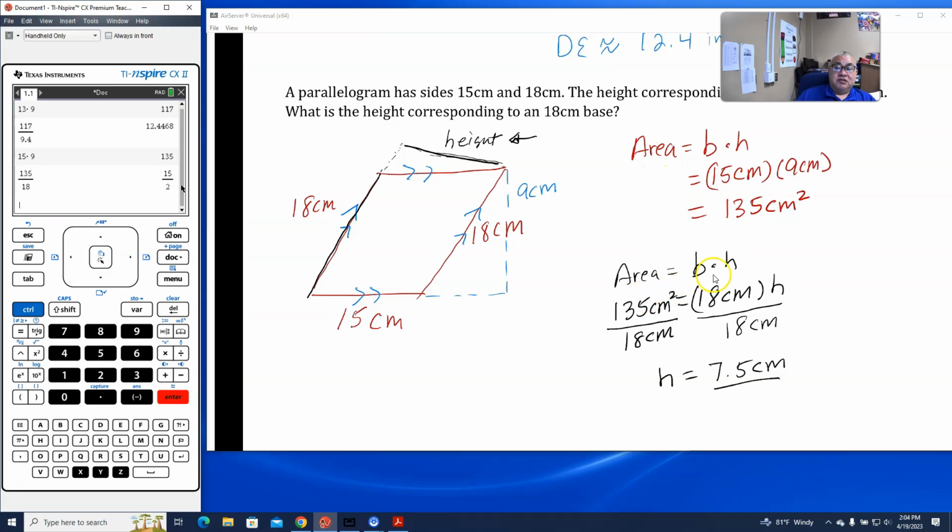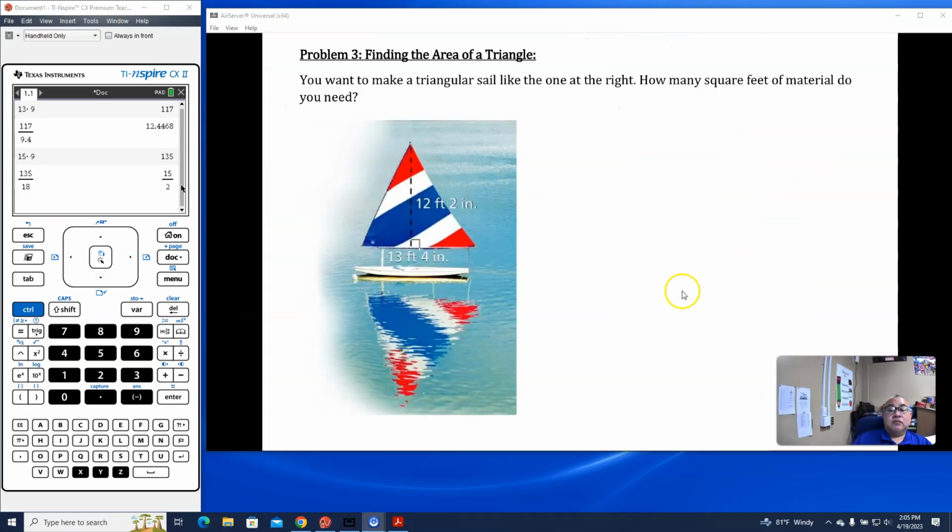We used it in our second way of finding area using this height. So it's 18 times the height, we don't know, and we figured it out, so it's 7.5. It says you want to make a triangular sail like the one on the right. How many square feet of material do you need?